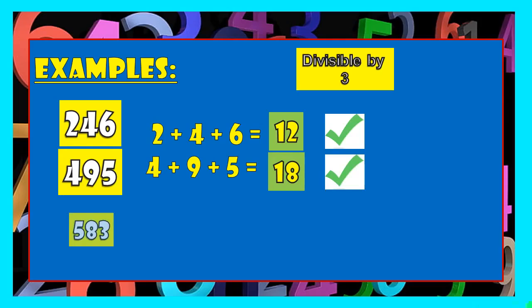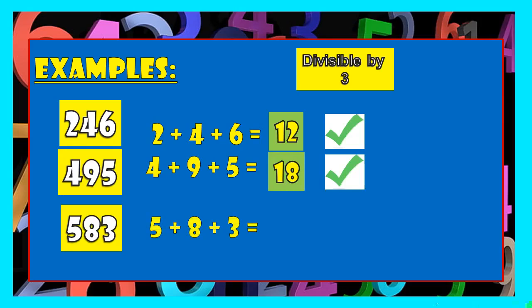How about this number? 583. Is it divisible by 3? So let's add all its digits. 5 plus 8 plus 3. The sum is 16. Is 16 divisible by 3? No, it is not divisible by 3. Therefore, 583 is not divisible by 3.